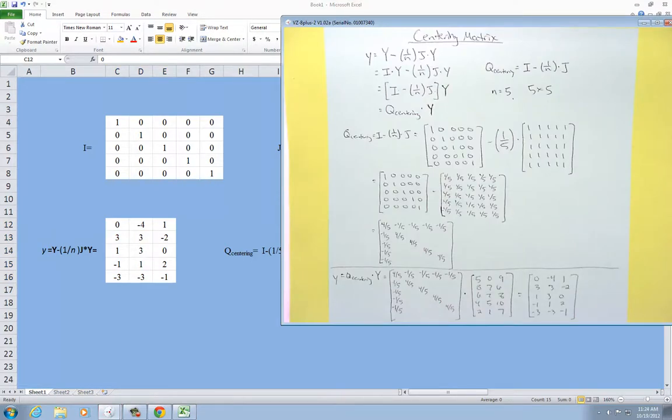We do get 0, negative 4, 1, 3, 3, negative 2, 1, 3, 0, negative 1, 1, 2, negative 3, negative 3, negative 1, which is the same thing that we got before. And that is how you get a centering matrix and use it.